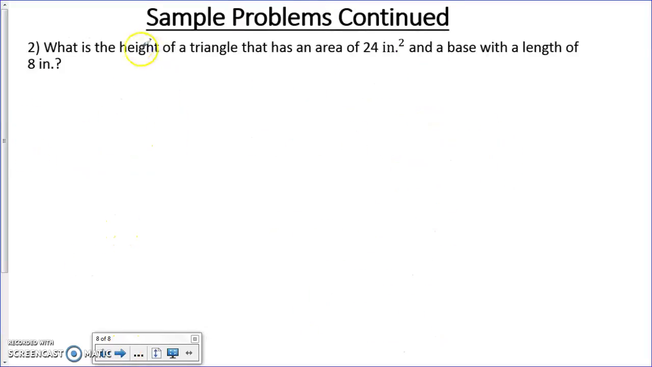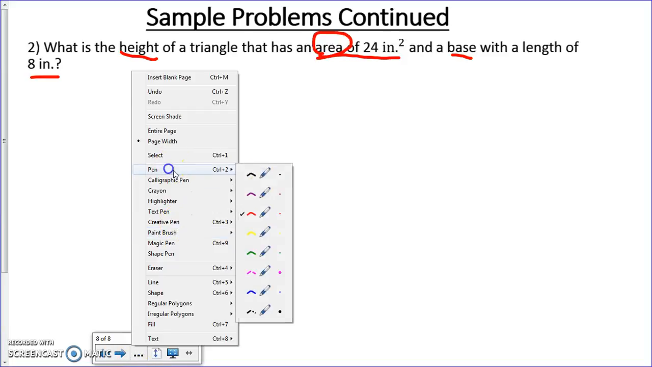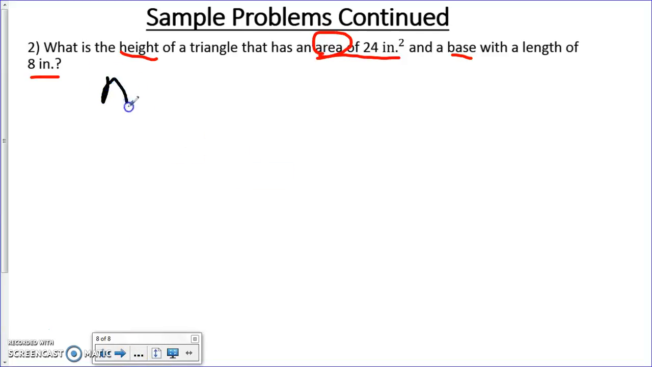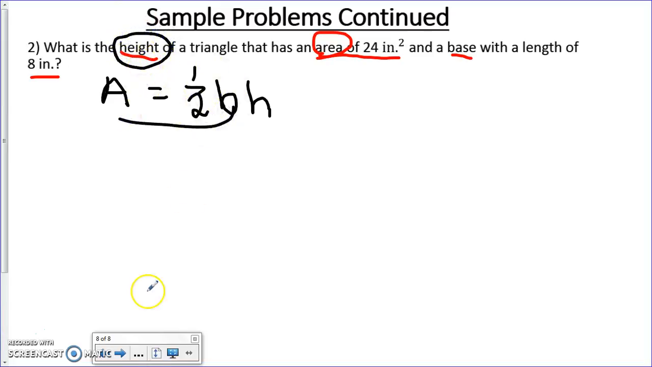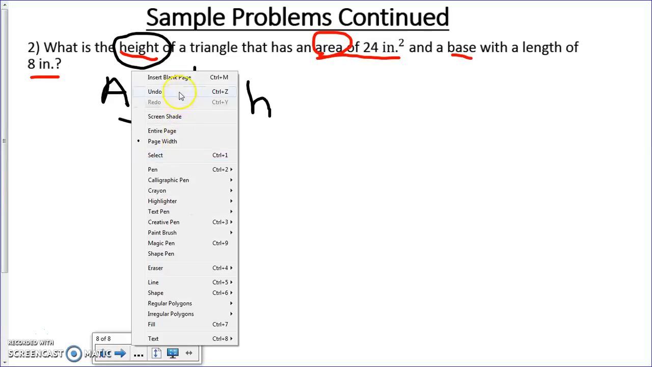Number 2, what is the height of a triangle that has an area of 24 inches squared and a base with a length of 8 inches? So it's talking about what is the height of a triangle with area. So we could go back and look at the formula, area of a triangle is equal to 1/2 times the base times the height. Okay, we're looking for the height here. So the first thing we want to do is rewrite this equation so that it says h equals.